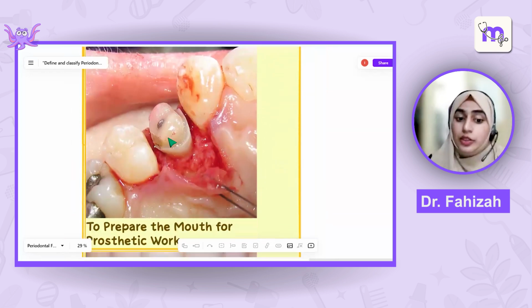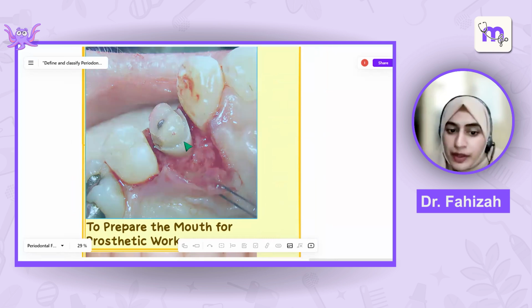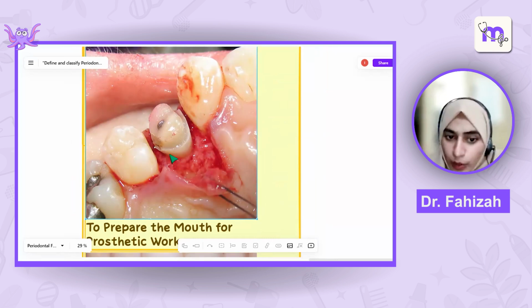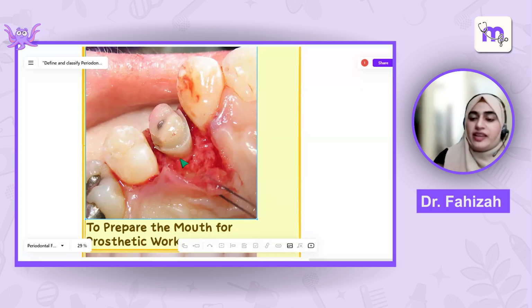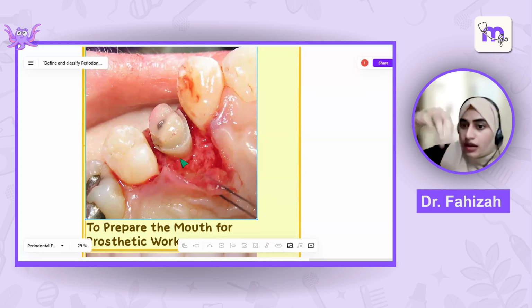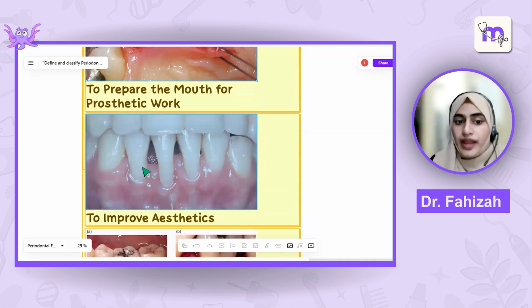Then comes preparing the mouth for prosthetic work. Right? In this tooth, you have to place a crown. When you place the crown, you know that it is going to go below the gingiva, so there is no space. So you open up the flap, you reduce a little bit of bone around this region, like over here, and then you close it back. So when you place the crown, you have enough space to improve aesthetics.